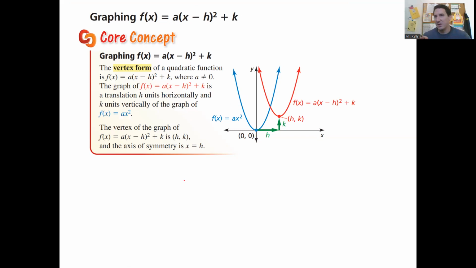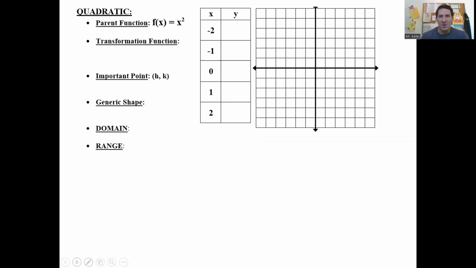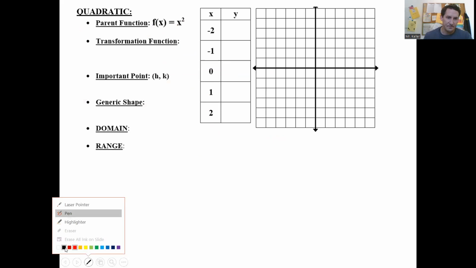So we're not going to be doing big long tables like we were doing the last 2 days. This is going to be a little bit simpler. It's not going to be maybe quite as accurate as the other way, but we're going to get a pretty good sketch of these graphs. So starting off, let's graph the parent function of a quadratic function.